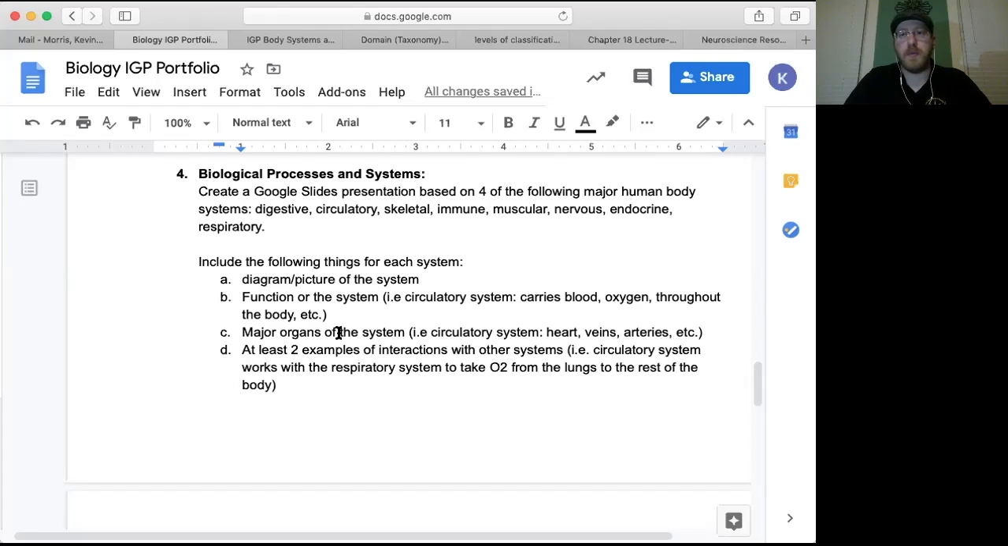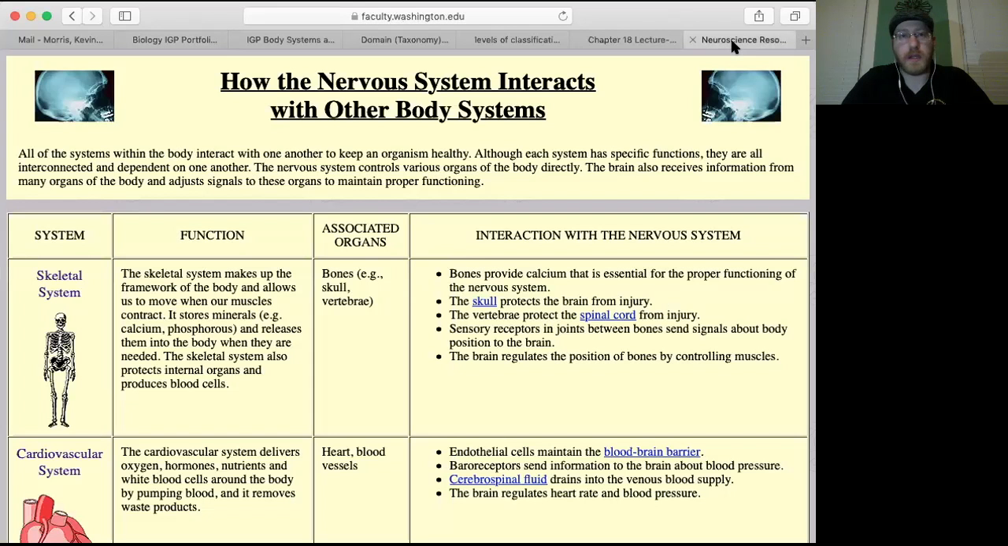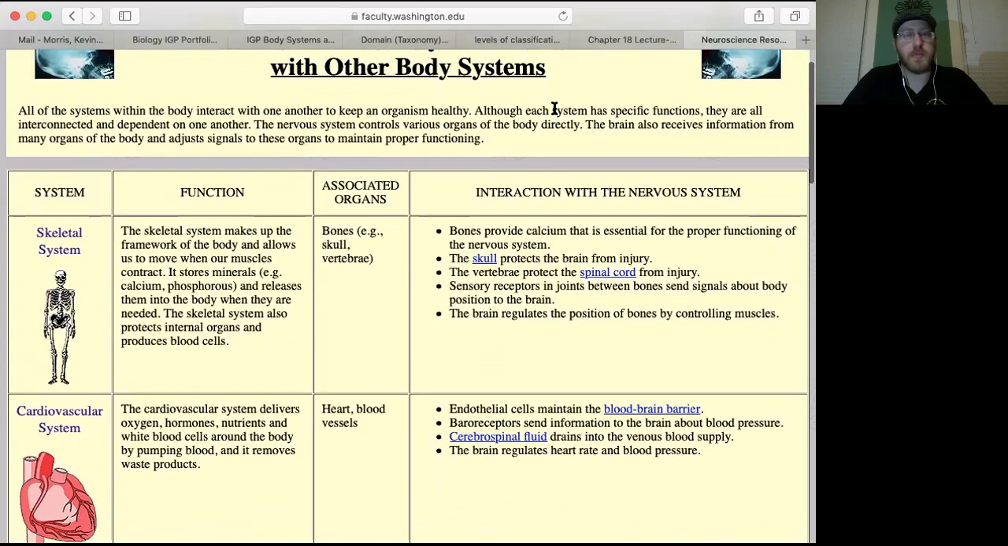To give you a better example, let's take a look at this. Each one of these would be a slide in Google Slides. So if you use the skeletal system, then you would have a picture of the skeletal system. You will have a function: it makes up the framework of the body. The associated organs: the bones, such as the skull and the vertebrae and so forth. Then this one in particular shows how it interacts with the nervous system. So that would be one of the interactions. All of this information covers how it interacts with one other system. You would need to find another system that it interacts with and tell me how the skeletal system interacts with that particular system.